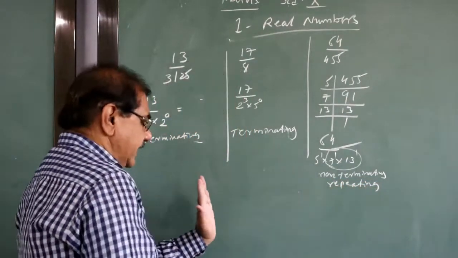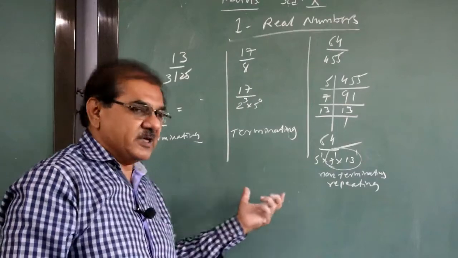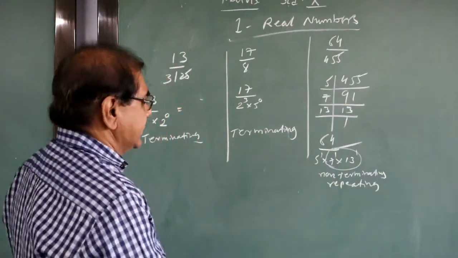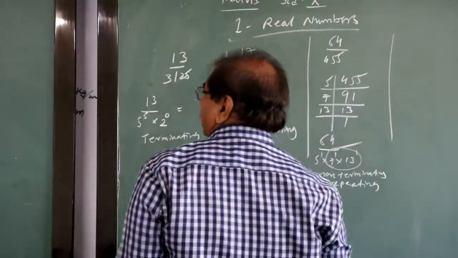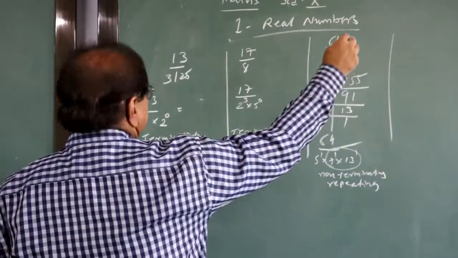Means it will have repeating numbers or repeating groups of numbers in the decimal expansion. We take one more. 15 upon 1600.